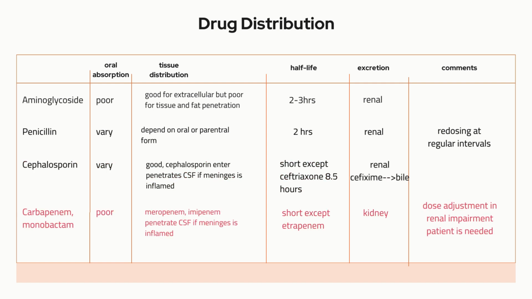Carbapenem and monobactam have poor oral absorption, therefore they are available only as injections. Meropenem and imipenem penetrate CSF if the meninges are inflamed. Therefore, you can use them for patients with meningitis. Since they are excreted via the kidney, dose adjustment is needed for patients with renal impairment.